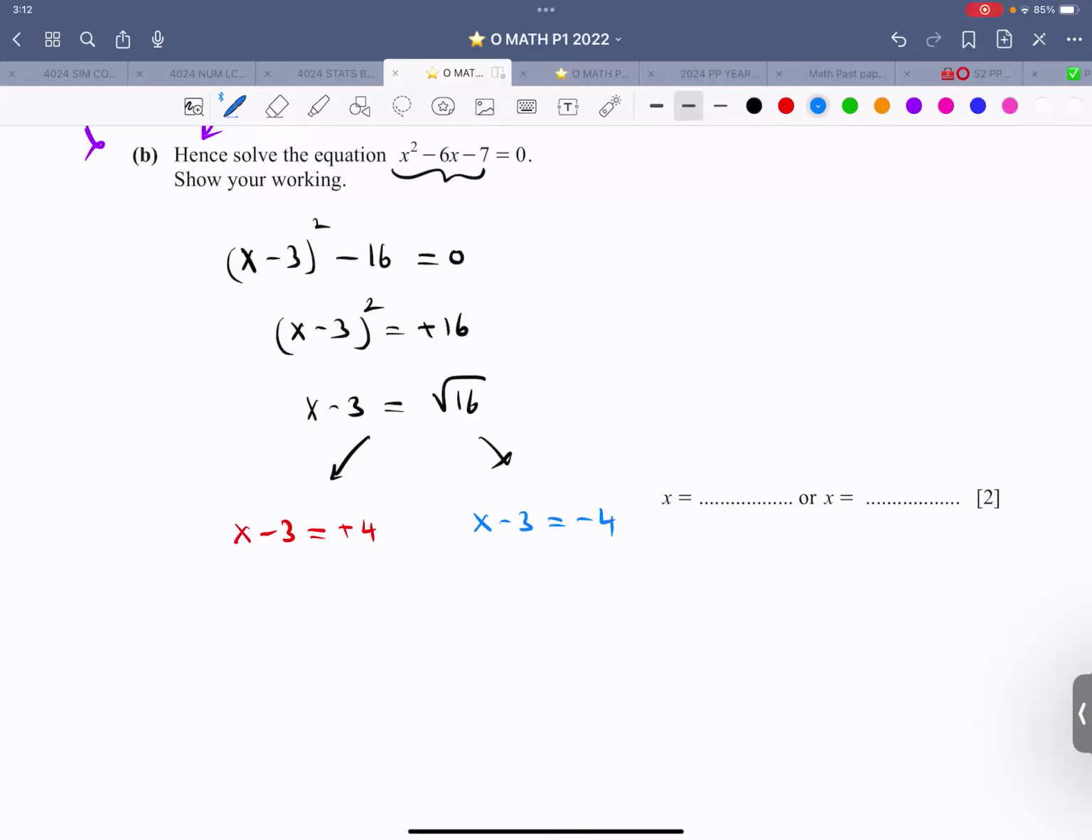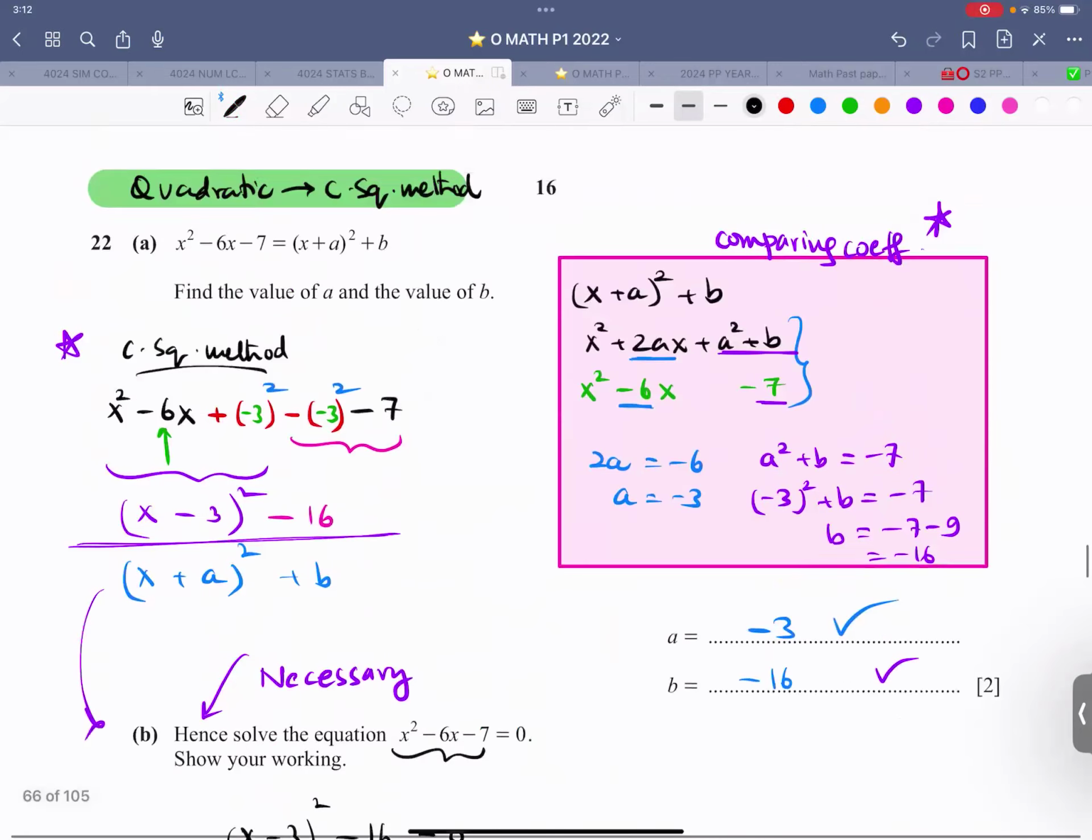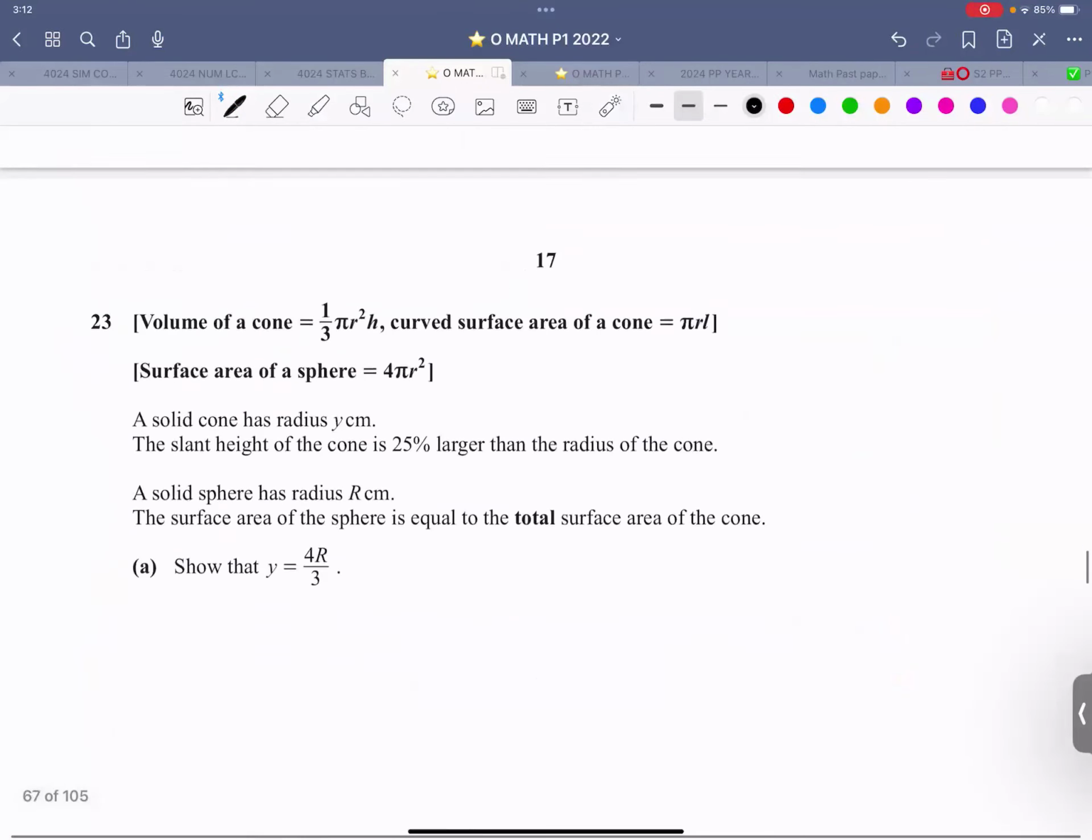When you take the square root, you can have a positive square root. You can have a negative square root. So therefore, x is equals to 4 plus 3, which is 7. X is equals to -4 plus 3, which is -1. So therefore, x is -1, x is +7. So this is about quadratics.